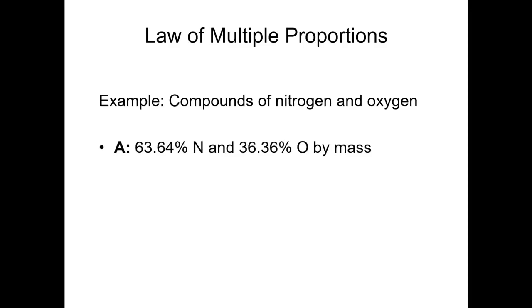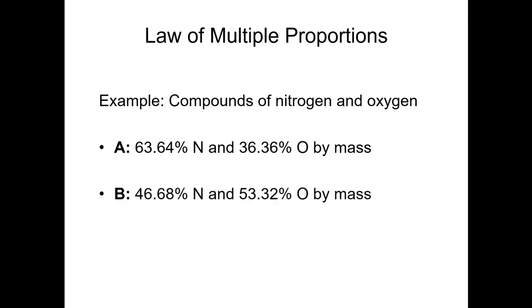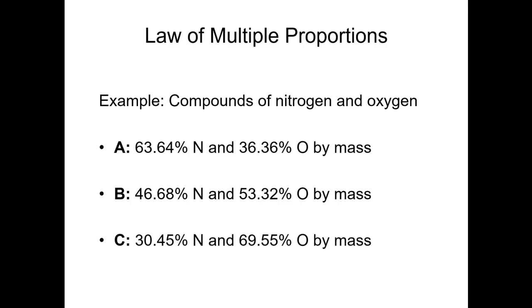If you do an analysis of this by mass, you find that it's 63.6% nitrogen and 36.4% oxygen by mass. If you look at compound B, you find that it's 46.7% nitrogen and 53.3% oxygen by mass. And if you look at compound C, you see that it's 30.5% nitrogen and 69.5% oxygen by mass. Now, you may not be seeing any small whole number relationships at all.